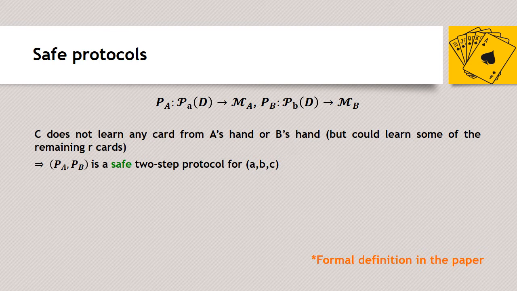For a two-step protocol to be safe, we need Cath not to be able to learn any card from Alice's hand or Bob's hand. However, she could learn some of the remaining R cards.